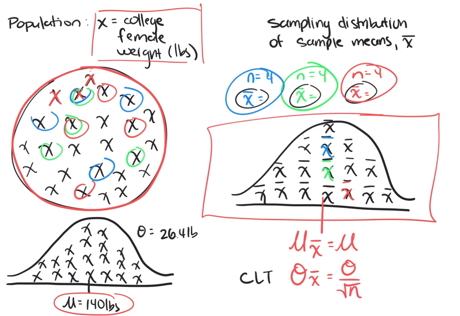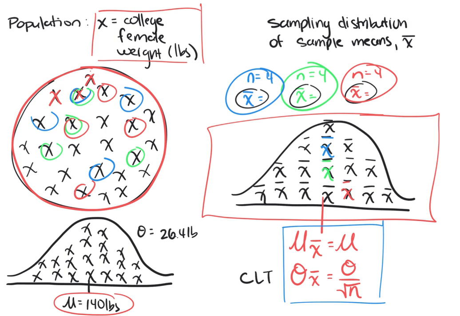So this is what you need to know about the central limit theorem: we have this unique distribution of x bar values, and the mean of this distribution is equal to the population mean value, and the standard deviation of this distribution is the population standard deviation divided by the square root of n.